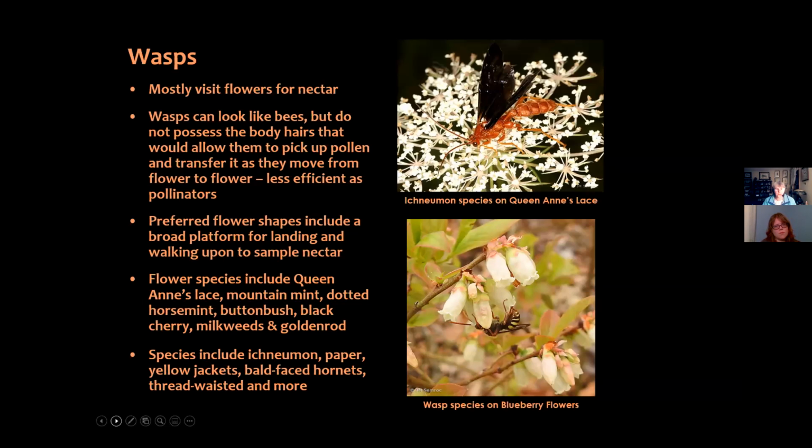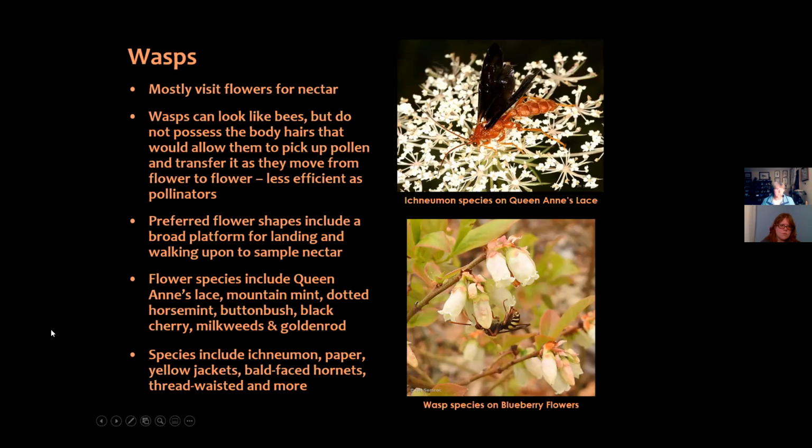They do prefer flower shapes that are usually a broad platform or a heavier flower because they are a heavier-bodied insect. And sometimes when you see them, they'll be walking across the top of the flower. For example, in the upper right, you see that Queen Anne's lace, and that wasp will just keep walking across while it's trying to obtain some nectar.